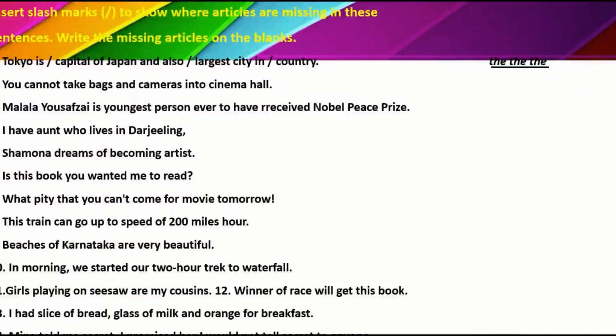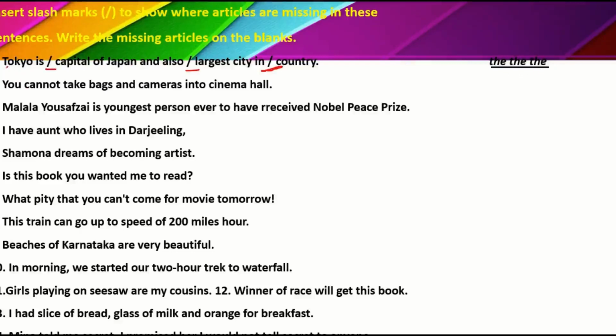Insert slash marks to show where articles are missing in these sentences. Write the missing articles in the blanks. So in the sentences, some articles are missing, where we have put slashes. In the slashes, we have to put the articles. First we have to put the slashes, then we can use the article there. Now let's look at the first sentence. The answers are already given.